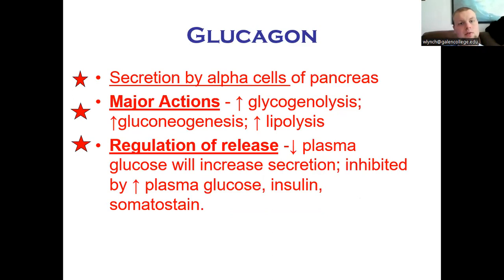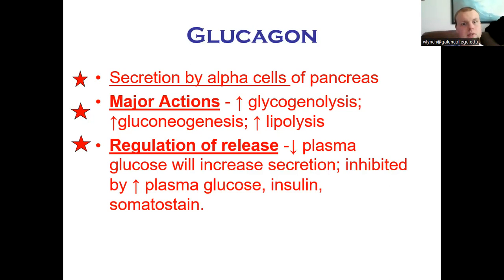The opposite of insulin is glucagon. Glucagon is secreted by the alpha cells in the pancreatic islets. Its major actions are the opposition of insulin. So we have an increase in glycogenolysis, an increase in glycogen breakdown, an increase in glucose being made by the liver, and we also have an increase in breakdown of fatty acids.